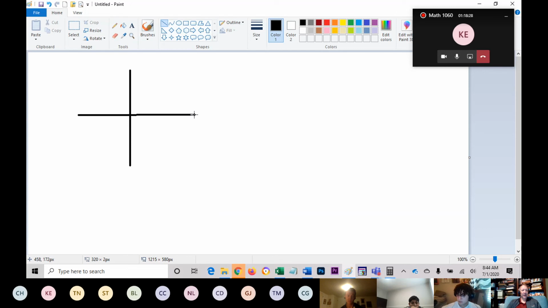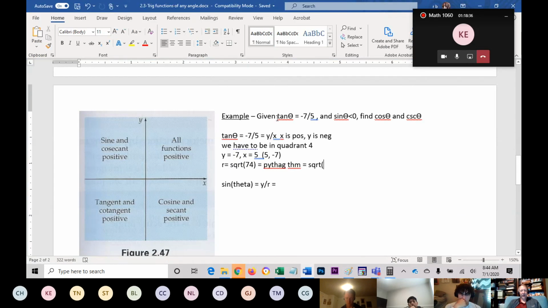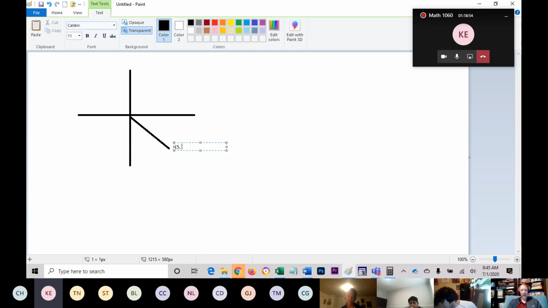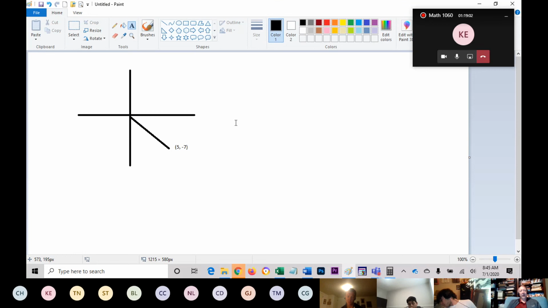Okay, so this is my x and my y axis. We've decided previously, based on the information we've got here, tangent is negative 7/5. We've decided we're in quadrant 4. Do you understand how we got that point? Sort of, yes, I do. We're kind of going along the unit circle, right? It's not anything besides that. Is that true? The unit circle is related. Yeah, pretty similar.